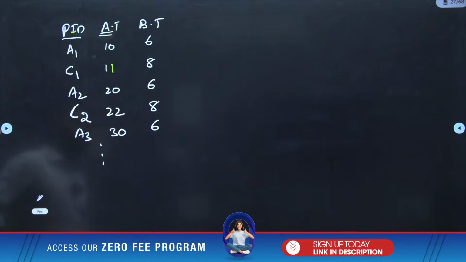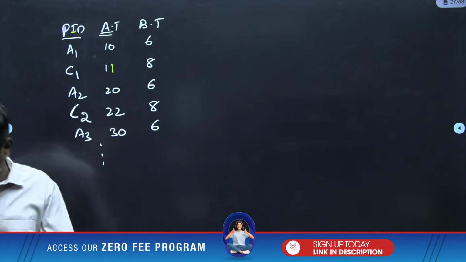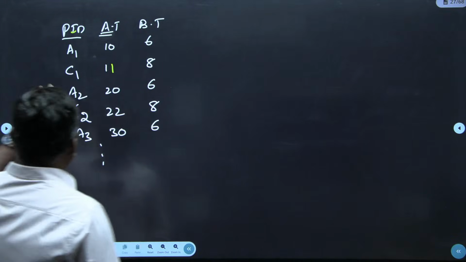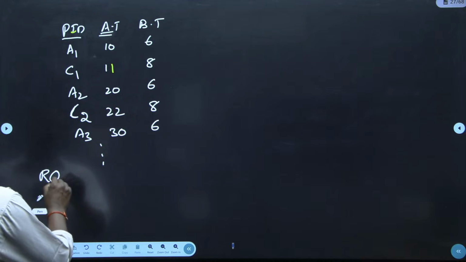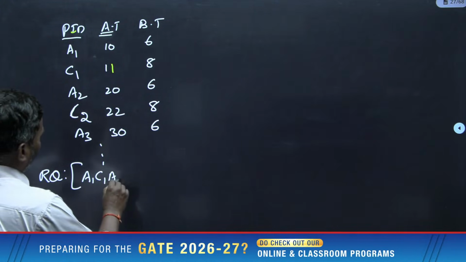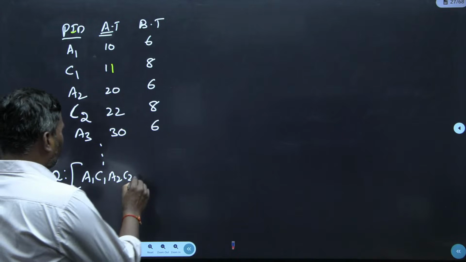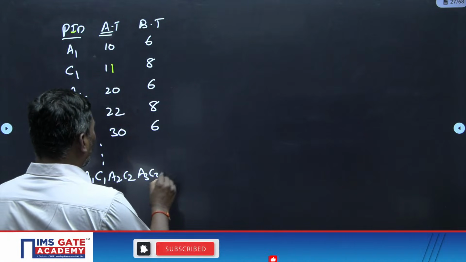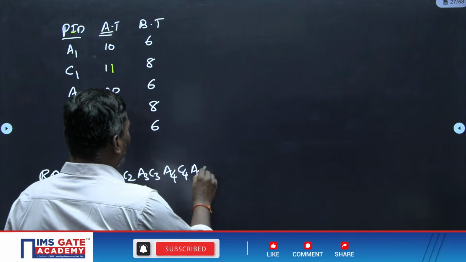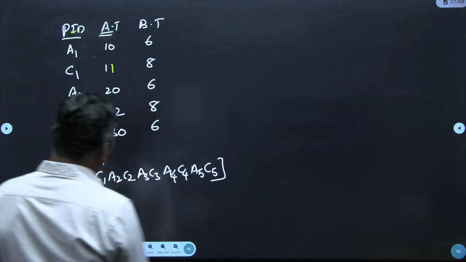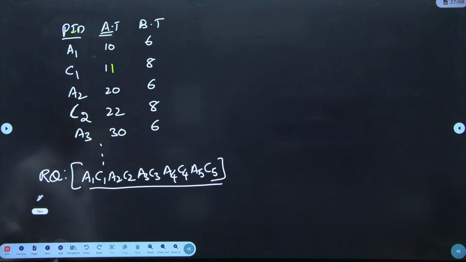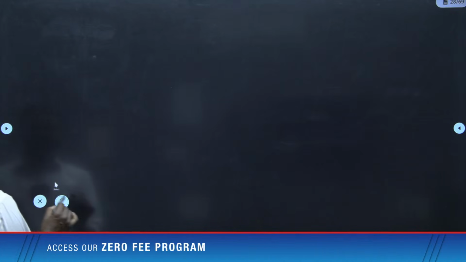Let's draw the Gantt chart. Because the ready queue, if you see it, first A1 came, then C1 came, A2 came, C2 came like this. A3 came, C3 came, A4 came, C4 came, A5 came and C5 came. Like this, the ready queue contains these. So in this order only we have to execute them.